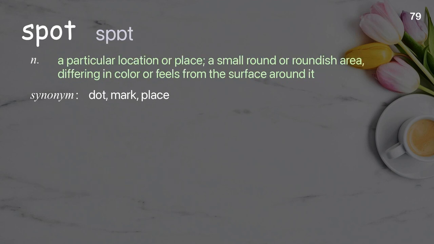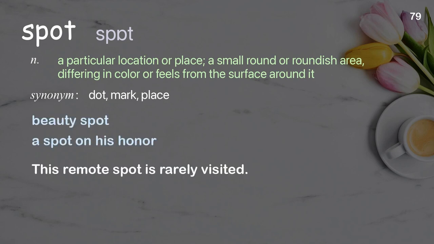Spot. A particular location or place; a small round or roundish area, differing in color or feel from the surface around it. Examples: beauty spot, a spot on his honor. This remote spot is rarely visited.